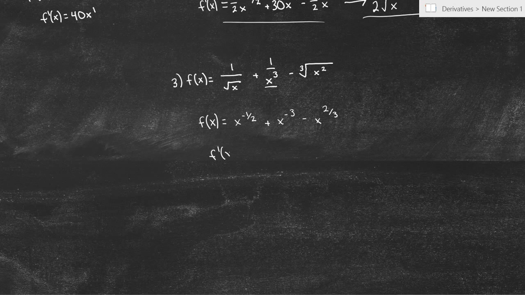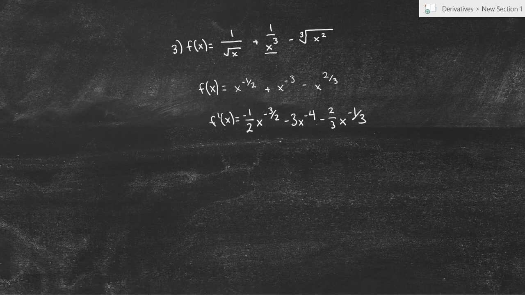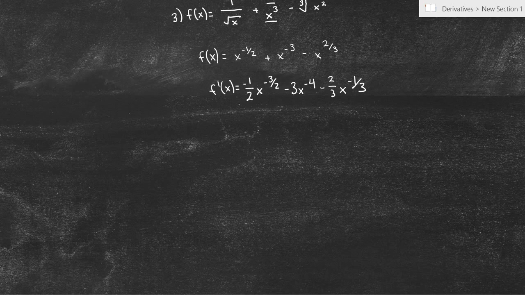F prime of x equals negative 1/2 x to the negative 3/2 now, plus, well, actually a minus, because we have to bring that negative 3 out front. So it will be minus 3x to the negative 4th. It'll be minus 2/3 x to the negative 1/3. And that could be the derivative. We could write it like that, but we could clean it up a little bit as well.